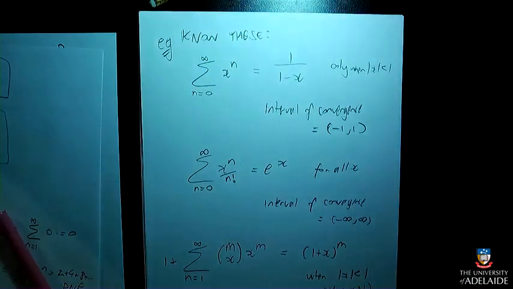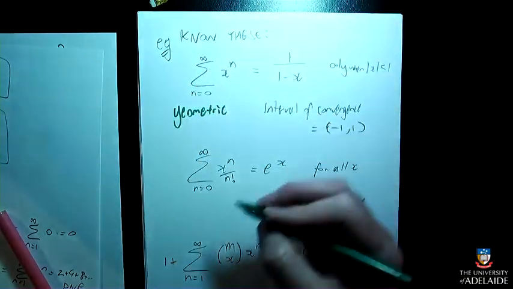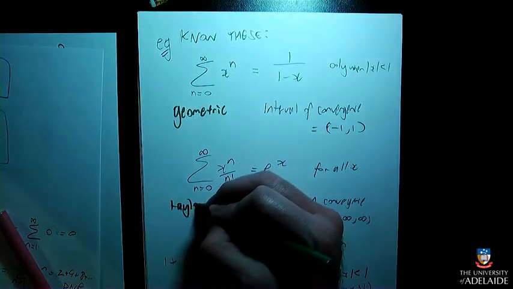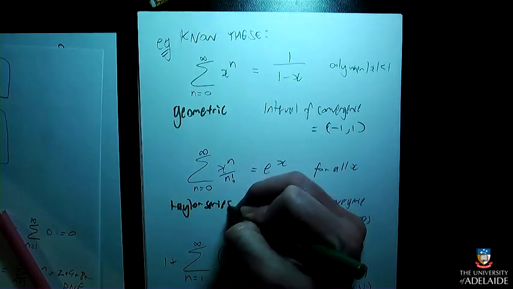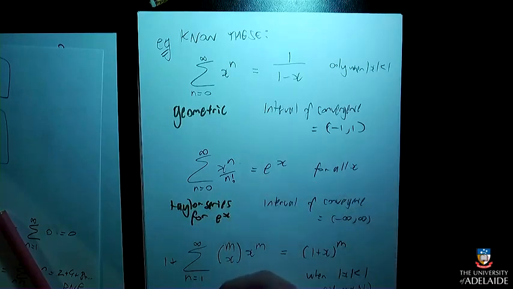So this one here is called the geometric series. This one here is called the Maclaurin or Taylor series for e to the x, and this is called the binomial series.